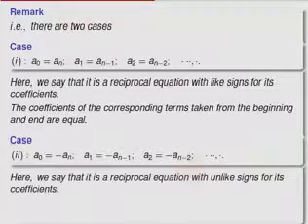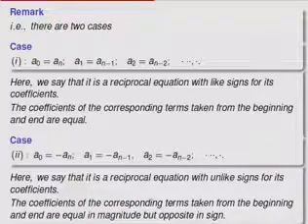Here, we say that it is a reciprocal equation with unlike signs for its coefficients. If it is a like sign, it means both are positive, and the coefficients are equal with positive signs. Unlike sign means one is positive and another one is negative, and we compare the first and the last coefficients of the given equation. The coefficients of the corresponding terms taken from the beginning and the end are equal in magnitude but opposite in sign. Okay, there are two cases.